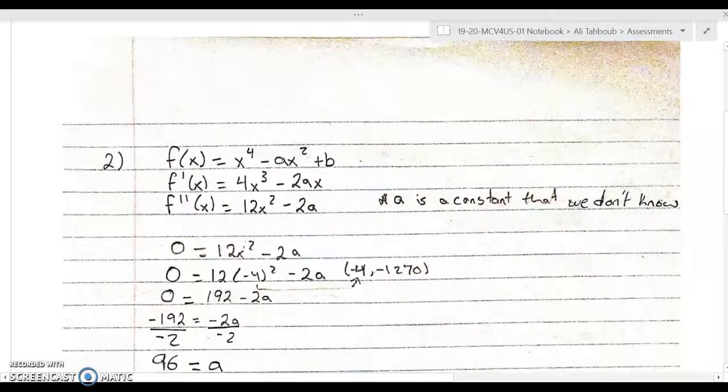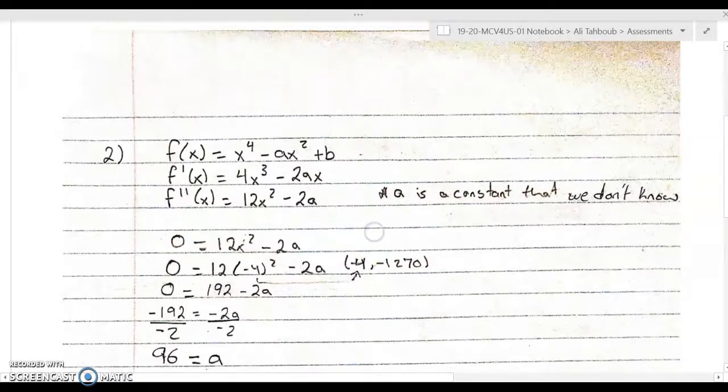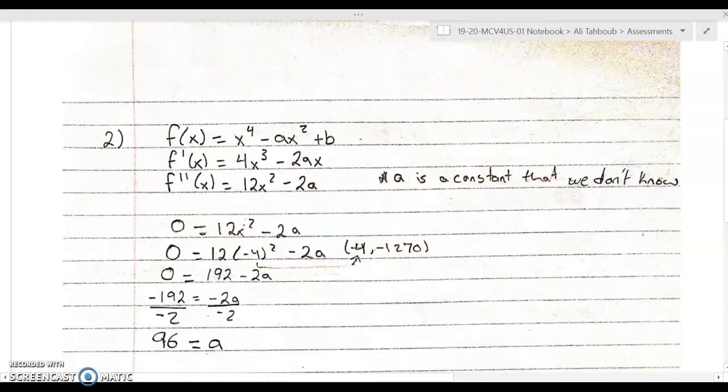So I found the first derivative, which is 4x cubed minus 2ax. And of course the b basically just gets dropped, turns into a 0. And then I found the second derivative, which turns out to be 12x squared minus 2a.